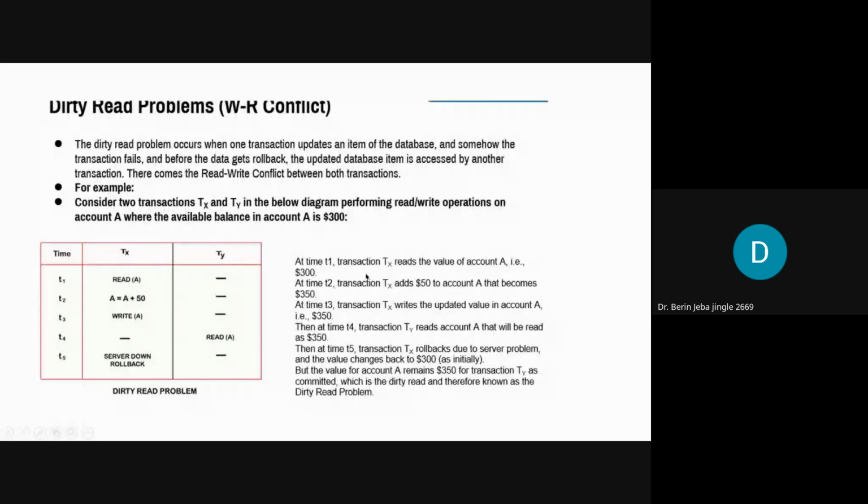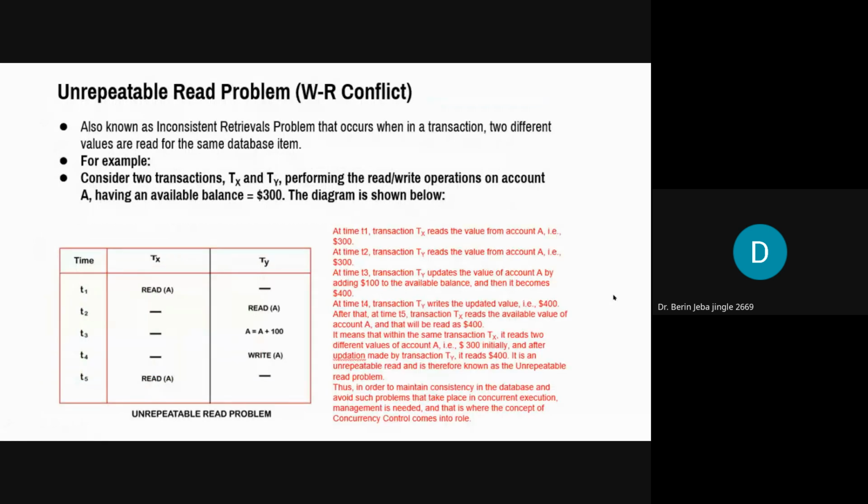Okay, so this we studied in the last video. Now we are going to study about the unrepeatable read problem, the read-write conflict, also known as the inconsistent retrieval problem, that occurs in a transaction. In the inconsistent retrieval problem, two different values are read from the same database.